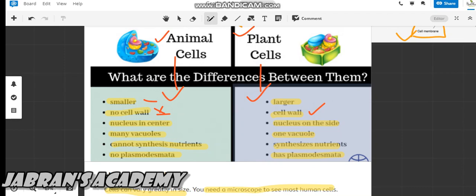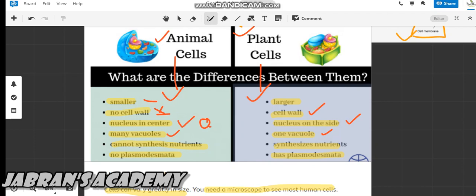The nucleus in the animal cells is present in the center of the cell, but in the plant cell, it is present on the side of the cell. There are many vacuoles in the animal cells, but they are very small and are present on the sides of the nucleus. But in the plant cells, there is one vacuole and it is present in the center of the plant cell.